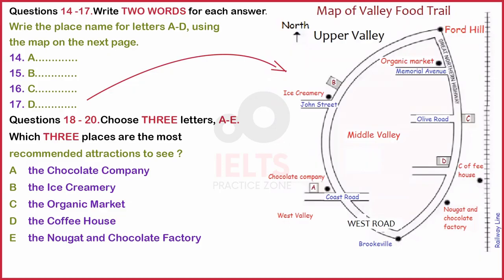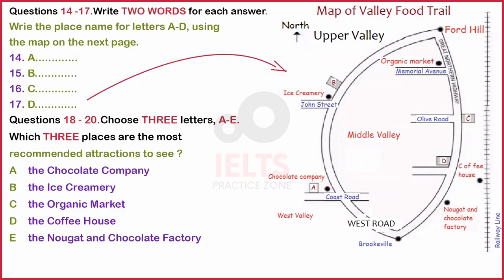If we begin in Brookville and head north towards Upper Valley in a clockwise direction, passing West Valley on West Road, we cross over Coast Road to come to our first place of interest, Magic Coffee. This is not to be confused with the Coffee House, situated opposite on the other side of the valley on the railway line. Magic Coffee is next to the Chocolate Company, which is on the corner.